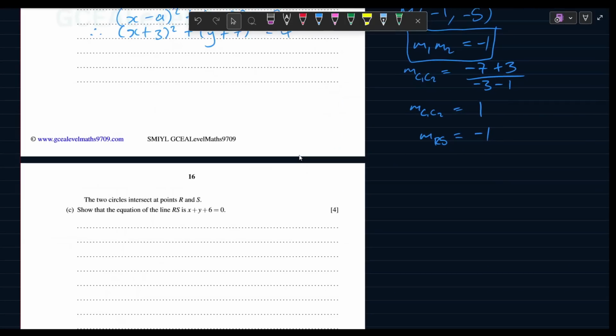So what that means is that we now know that our gradient of the line is -1, and we know that this line passes through the point (-1, -5), which is our midpoint.